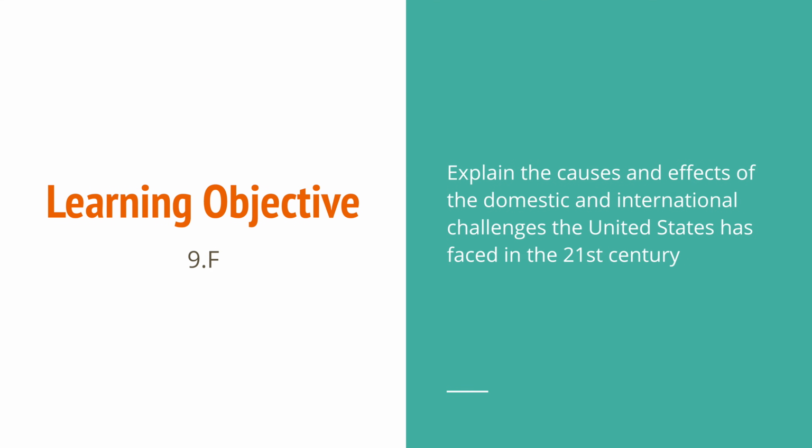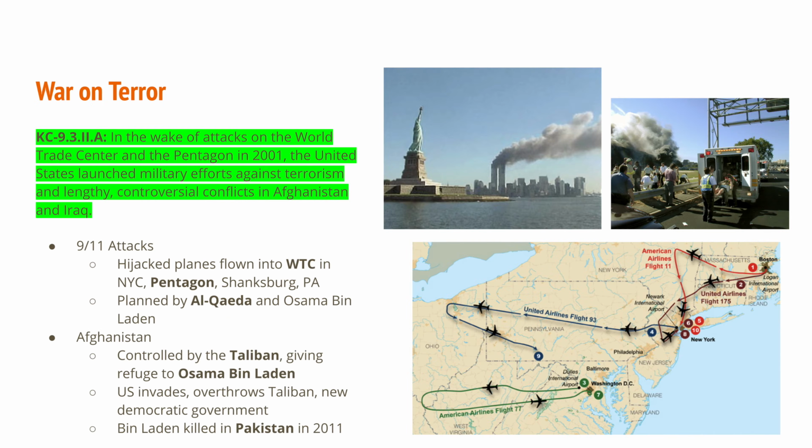We have one learning objective today. It's our second to last learning objective of the course. That is, explain the causes and effects of the domestic and international challenges the United States has faced in the 21st century. So, starting with these challenges, the war on terror. In the wake of the attacks on the World Trade Center and the Pentagon in 2001, the United States launched military efforts to fight terrorism and lengthy, controversial conflicts in Afghanistan and Iraq.